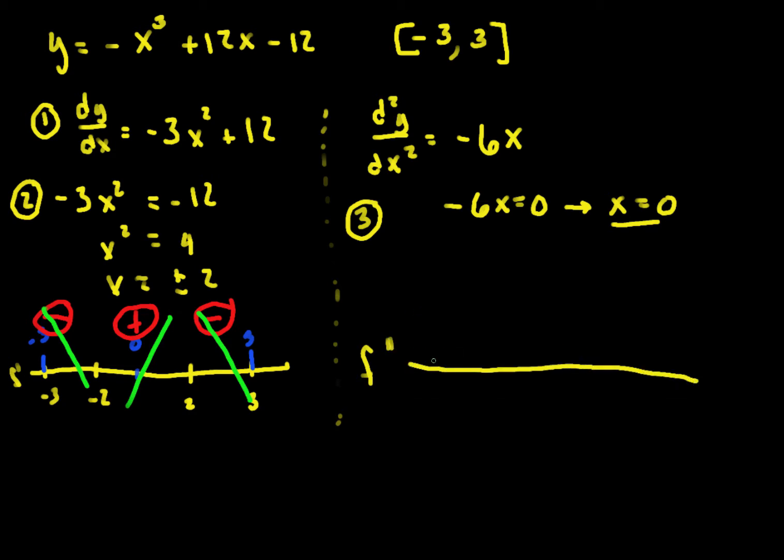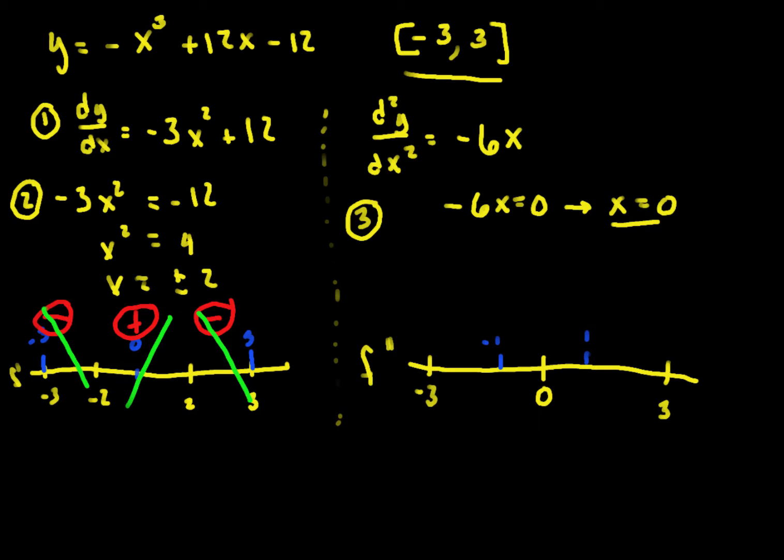And again, I'm going to go from negative 3 to 3, since that's my domain. And my one critical value, or zero, for the second derivative is at 0. So again, I'm going to pick some values in the interval, so make life easy. Let's pick negative 1 and 1.